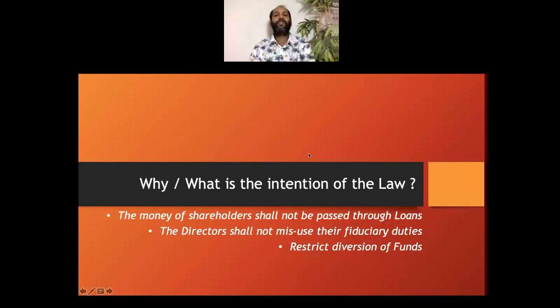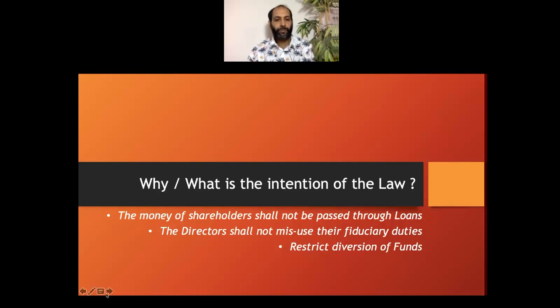So the intention of this loan to directors provision is to make sure that the money of the shareholders is not being passed through or covered through the concept of loan to directors, and of course the directors should not misuse their fiduciary duties, and to restrict the diversion of funds. So saying this, now we'll be moving to the provisions.